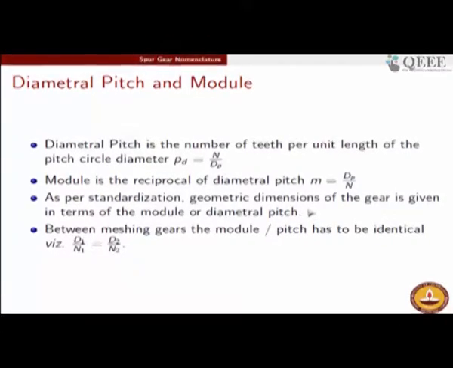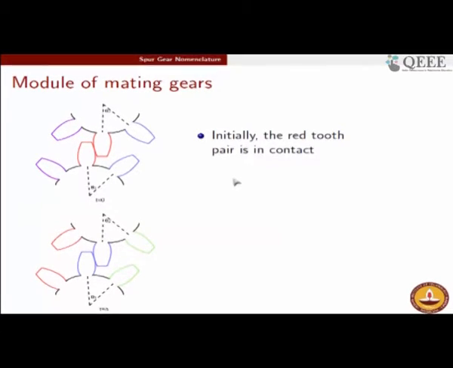So, please remember that module is d by n and diametral pitch is the reciprocal of it, and the circular pitch is pi times module. All of these ratios between the two engaging gears must be the same, and the reason why it has to be the same is driven by a kinematic consideration, as is shown in this slide.